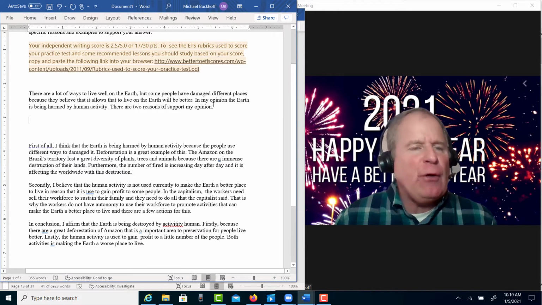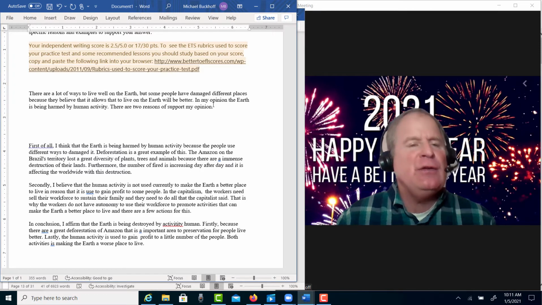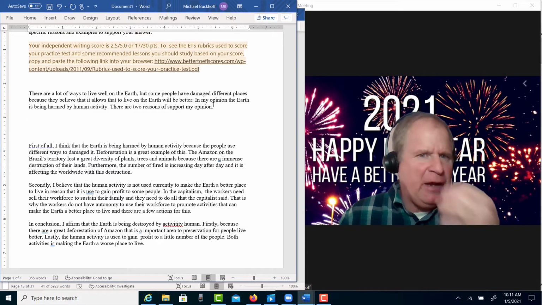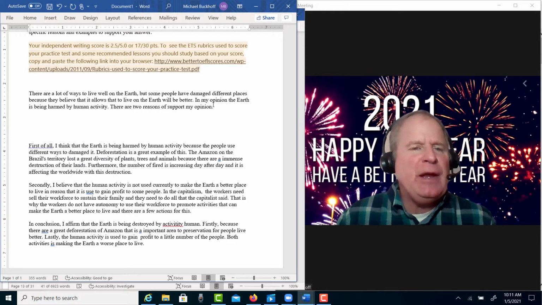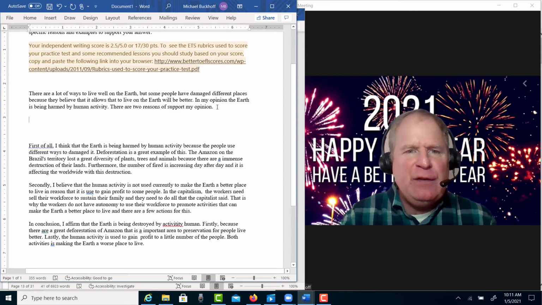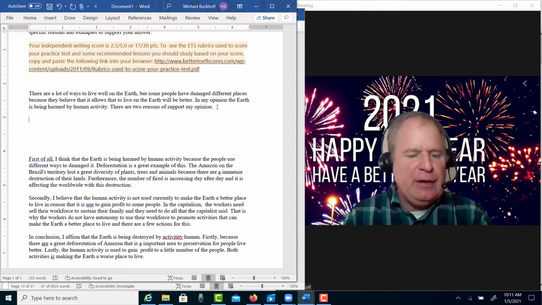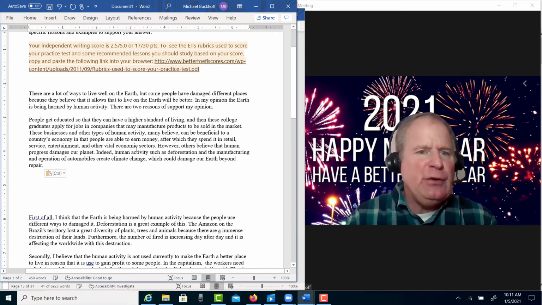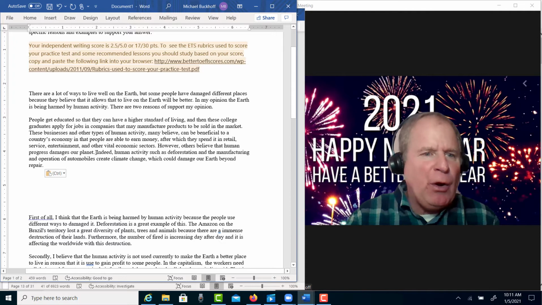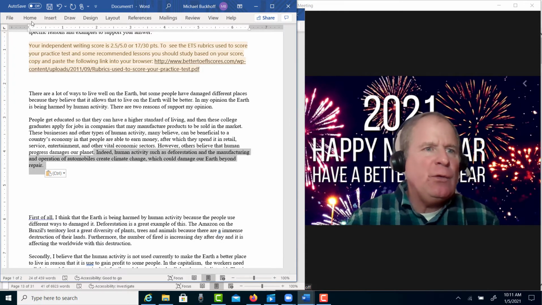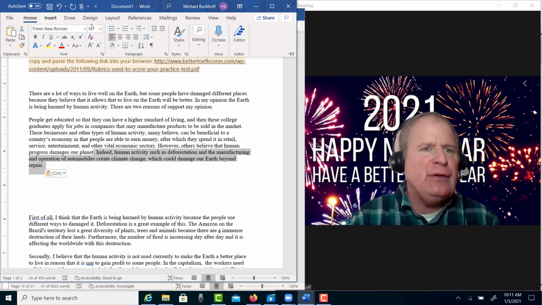So you say there are a lot of ways to live well on the earth, but some people have damaged different places because they believe that it allows that to live on the earth will be better. But what you're saying there is just so general. You say, in my opinion, the earth is being harmed by human activity. There are 2 reasons, but your reasons are very vague, so you need a more specific thesis statement in the introduction. How do you do that? This is how you do it. So let's compare what you wrote to what I wrote. Here's the edited version of your paragraph.